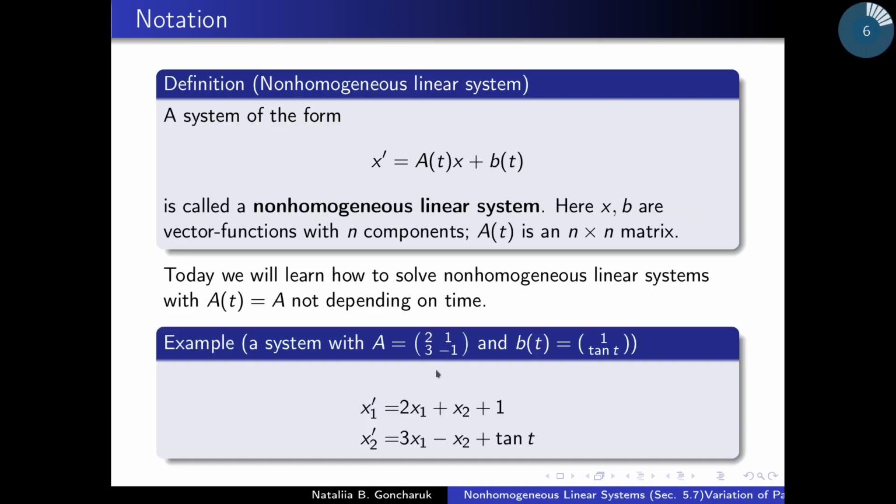So for example, we can take this particular system. Here this first part is a linear part, so the matrix A, the matrix of coefficients, is 2, 1, 3, minus 1. And B is this part that only depends on t and does not involve x1, x2. It is 1, tangent t. So B is a vector function 1, tangent t. Today's method, called variation of parameters, will apply to this system.